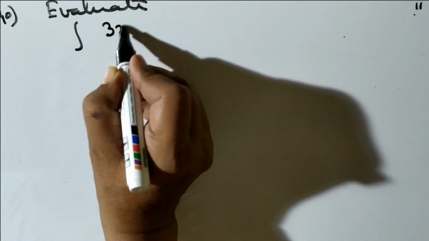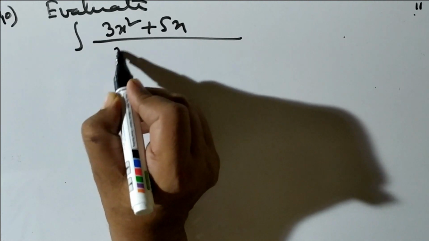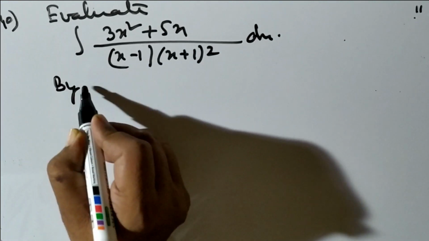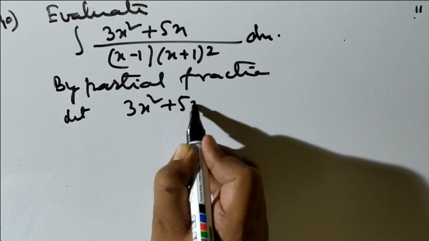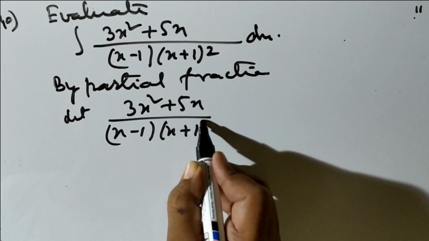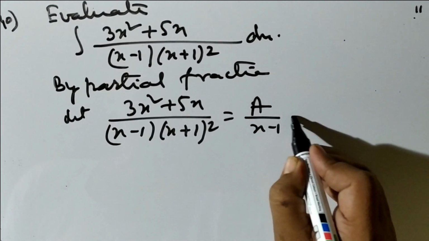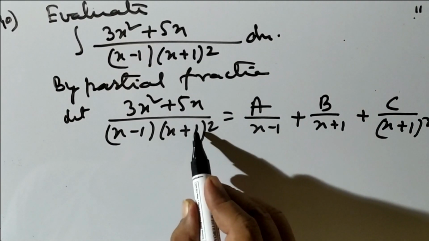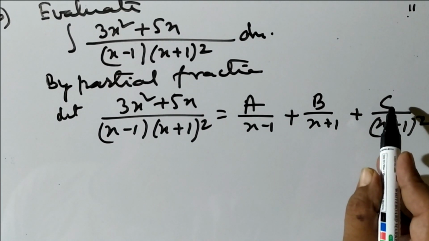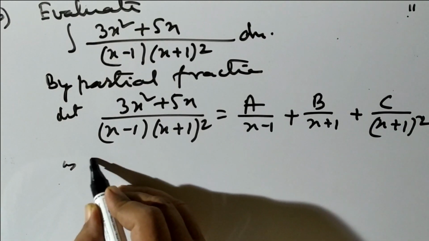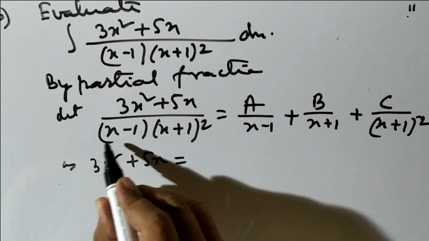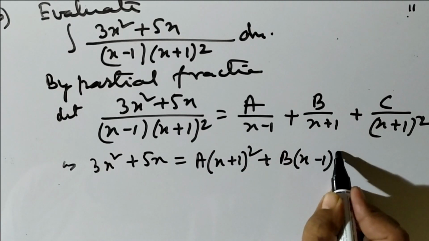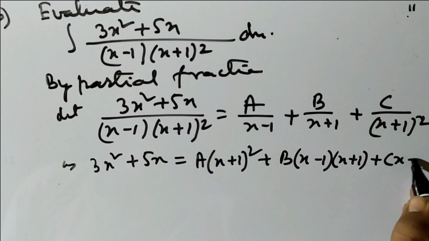Evaluate the integral of (3x²+5x)/((x-1)(x+1)²) dx by partial fractions. Let (3x²+5x)/((x-1)(x+1)²) equal A/(x-1) + B/(x+1) + C/(x+1)². Since x+1 is a linear factor but repeated 2 times, take another constant C/(x+1)². Or 3x²+5x equals, the denominator is multiplied on the right hand side, we get A(x+1)² + B(x-1)(x+1) + C(x-1).